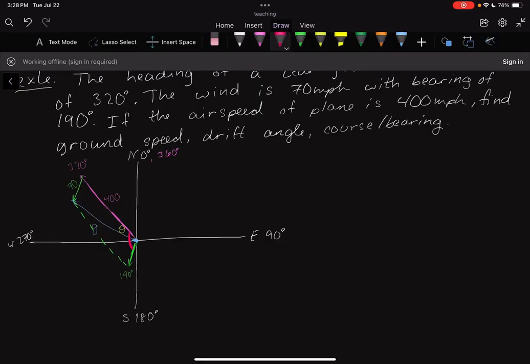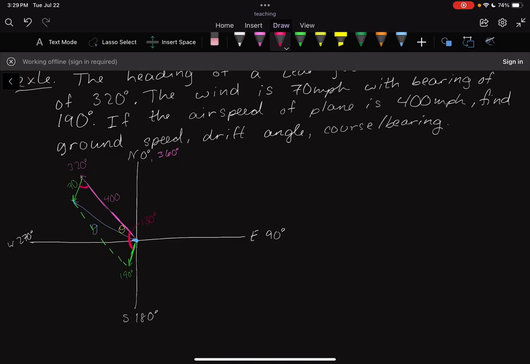So you should get 130 degrees there. Then over here, we always want the angle across from the G, across from the ground speed, that way we can have at least a side-angle-side relationship. It's because we need 3 pieces of information about the triangle.